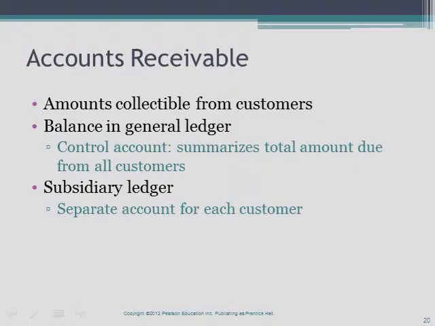A business's accounts receivable are the amounts to be collected from customers from the sale of goods and services on account. Accounts receivable, which are current assets, are sometimes called trade receivables or merely receivables. The accounts receivable account in the general ledger serves as a control account that summarizes the total amounts of receivables from all customers. Companies also keep a subsidiary record of accounts receivable with a separate account for each customer.